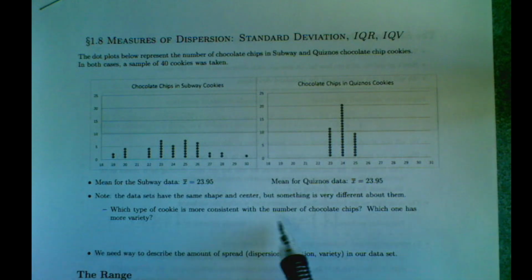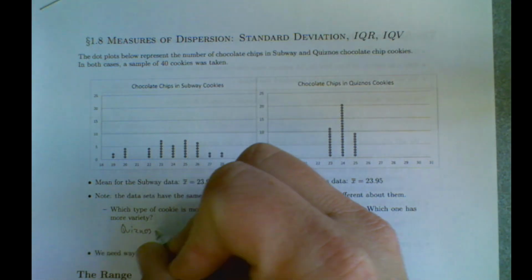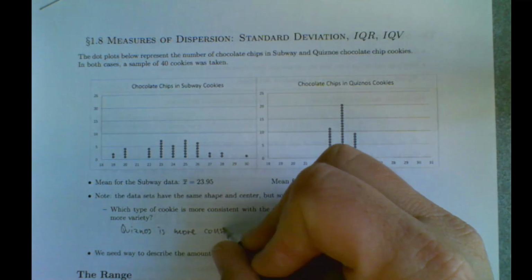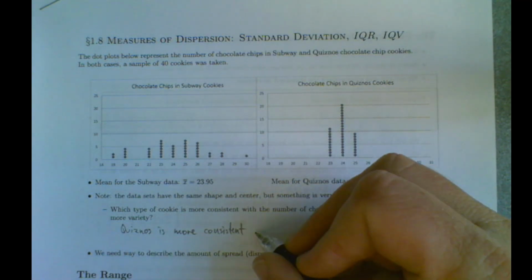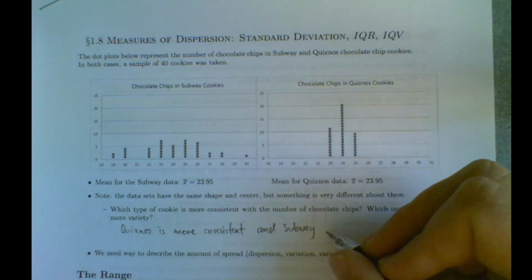So which one is more consistent? We would say Quiznos is more consistent. And Subway has more variety.